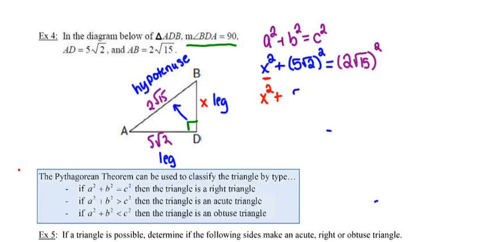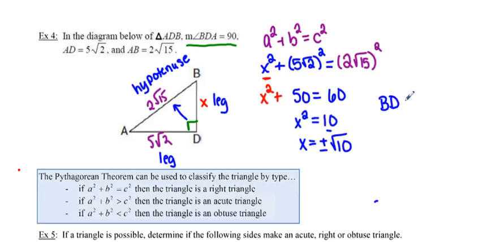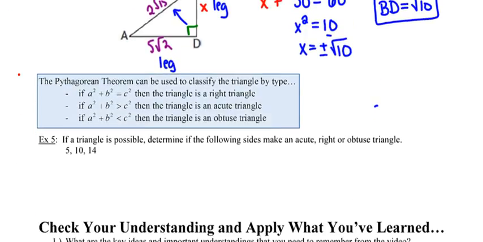So this now is 50. The 2 square roots of 15 squared we said was equivalent to 60. So I'm going to go ahead and subtract 50 from both sides. X squared is equal to 10, which means x, the length of our other leg, is either the positive square root of 10 or the negative square root of 10. But because we can't have negative length, the length of BD has to be equal to the square root of 10.